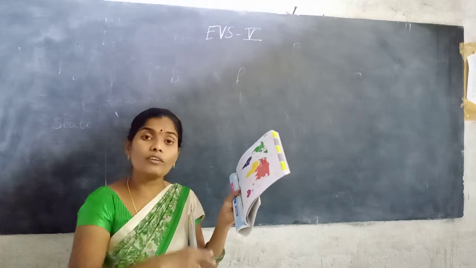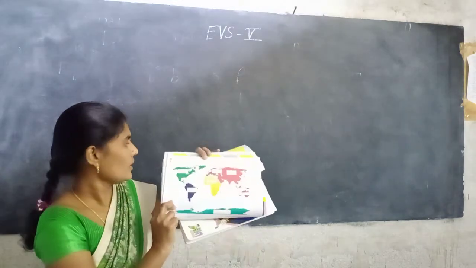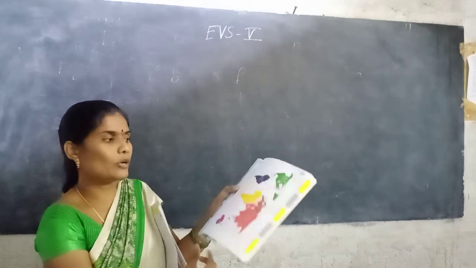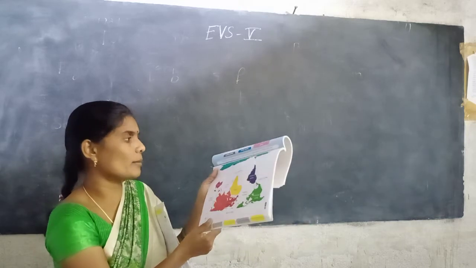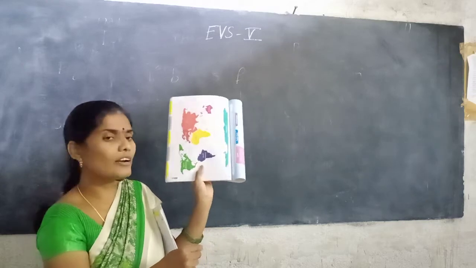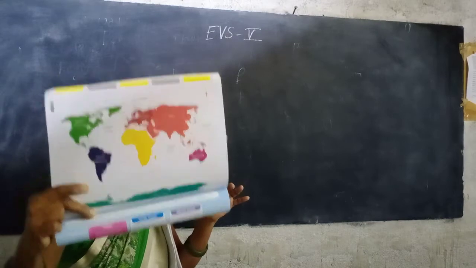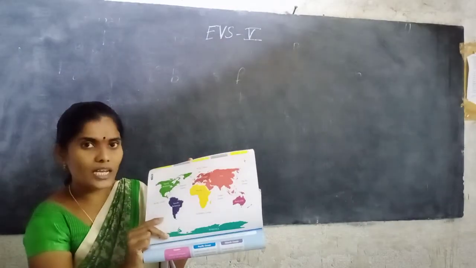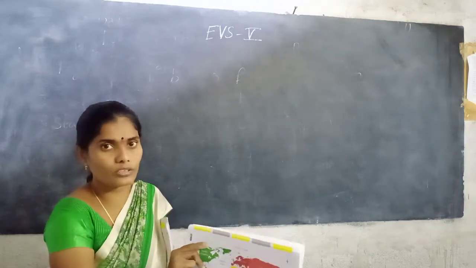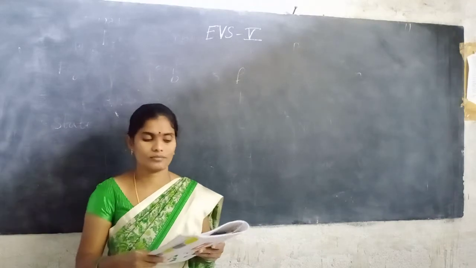Okay, what is your work? You have to complete this page. You have to complete the 24th page by looking at the course book page number 42, where all the oceans and continents are located. That is your homework, okay? You are able to complete it.